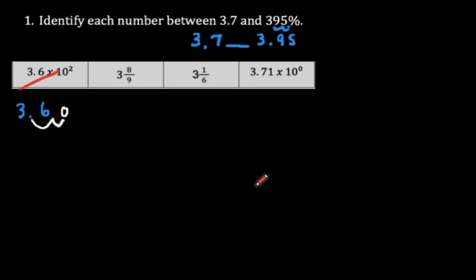What about 3 and 8/9? Let's go ahead and convert this into decimal format. First things first, since this is a mixed number, let's convert it into an improper fraction, and from there we'll go ahead and divide, okay? So we have 9 times 3, which is 27, plus an additional 8 is 35. So this is 35 over 9.